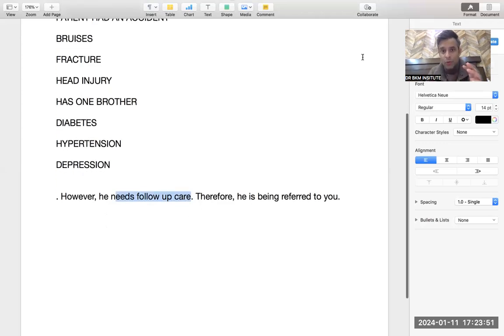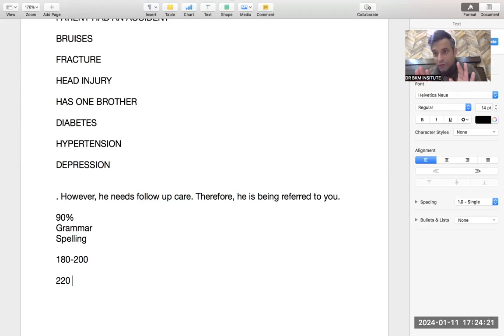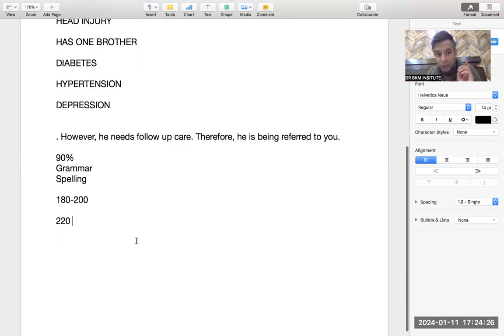So the first paragraph is always reserved for the purpose, and if this paragraph is right, 90% you will pass, because that is the main thing they want from you. If you write the purpose well, you do the grammar well, and you do not make any spelling mistakes, then even though we are allowed to write 180 to 200 words, even if by chance you write 220 words, they will still give you C positive or B very easily. If by chance you write 220 words in the final writing, do not erase it.